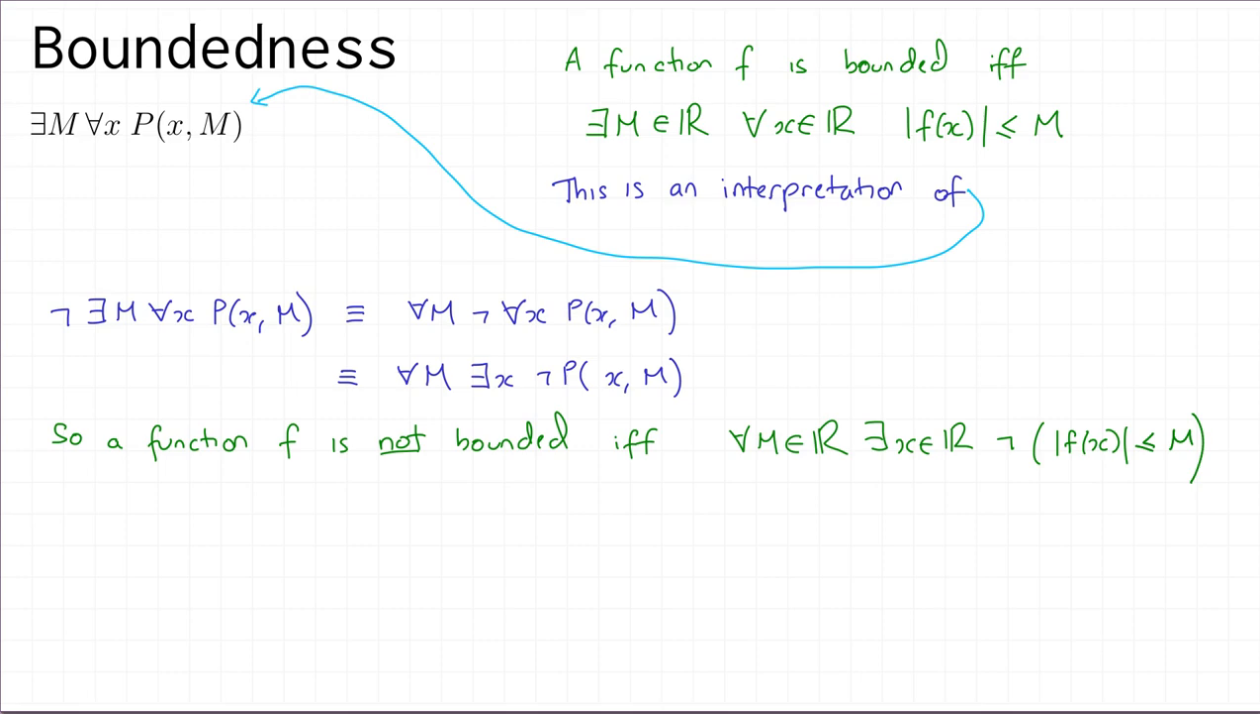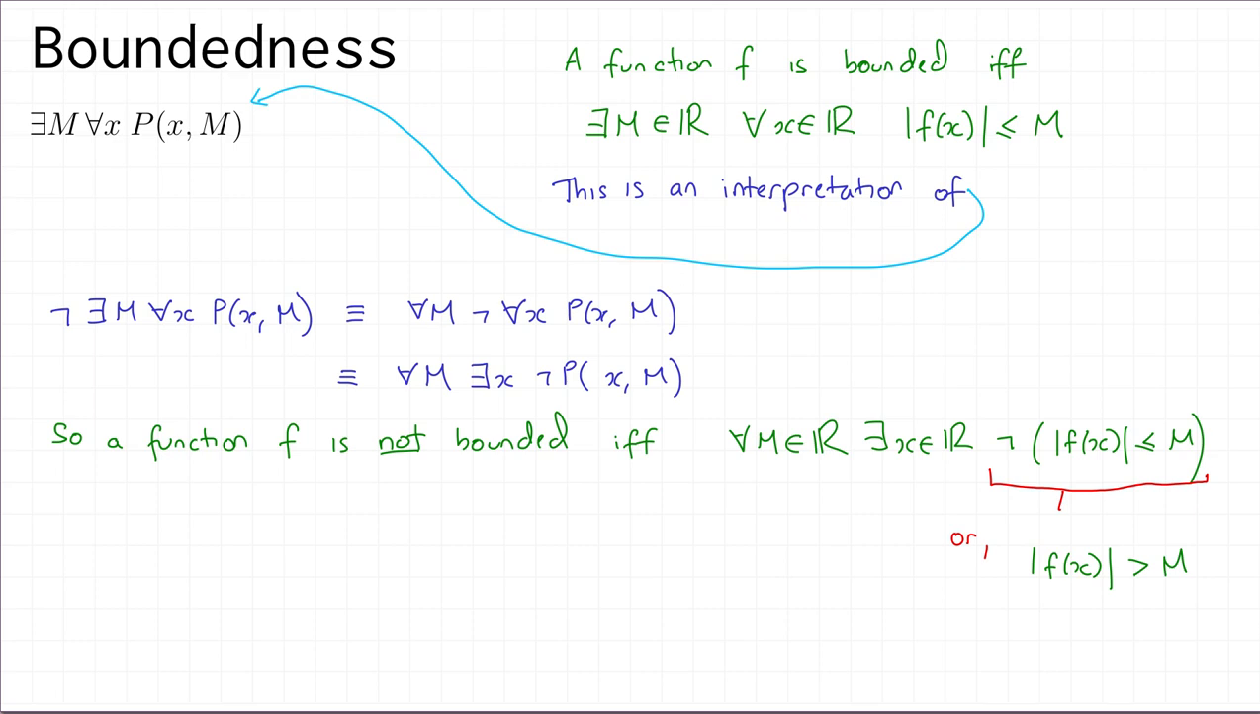And of course we could actually express the last bit of this formula in a slightly simpler way. So this bit here could be re-expressed as saying, well, if it's not true that the absolute value of f of x is less than or equal to m, then actually the absolute value of f of x must be greater than m. So we could simply say absolute value of f of x is greater than m. And that gives a relatively simple description of what it means for a function not to be bounded. It means that for every m, a real number, there exists a real number x such that the absolute value of f of x is greater than m.